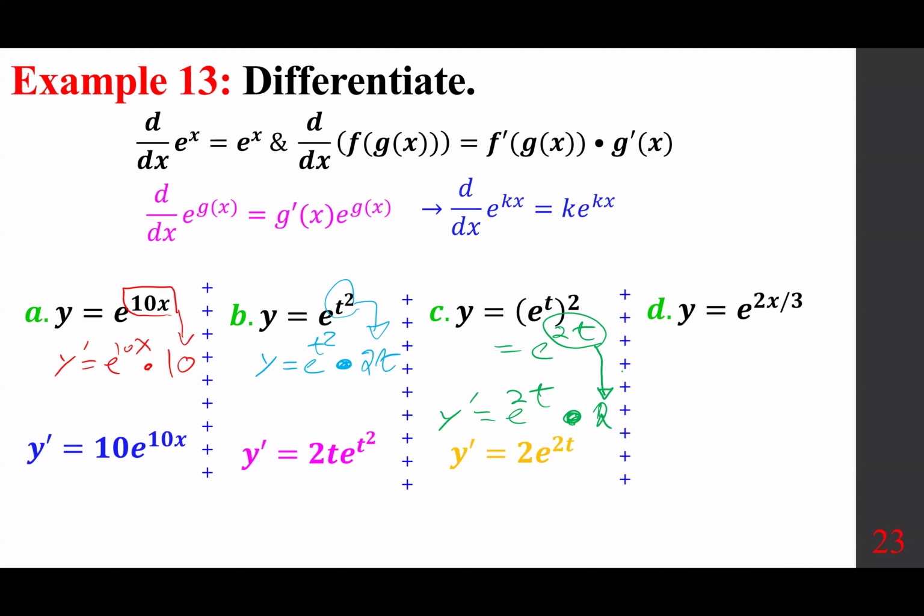Y equals e to the power of 2x over 3. Not that you have to, but I am going to change this to 2/3 x so it becomes clear x has a coefficient. And if I want y prime, the answer is itself. Now times the derivative of 2/3 x, which is 2/3. And I'm going to put the 2/3 in front. And I'm done.